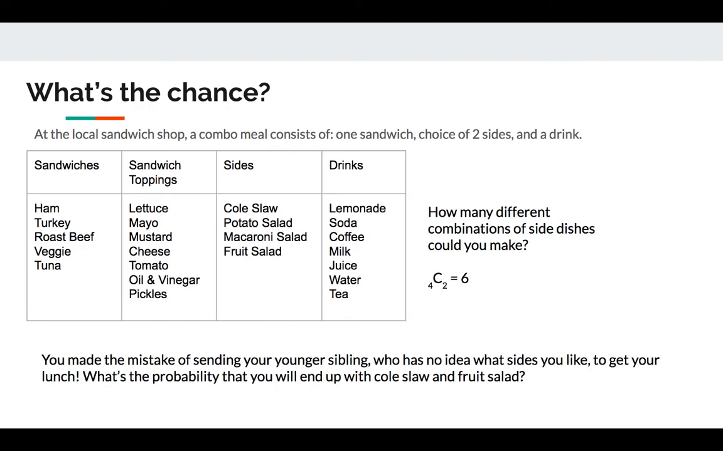Okay, how many different combinations of the 2 side dishes could you make? Did you get 6? Yeah, 4 side dishes, choosing 2. 4 in combinations of 2. So there'd be 6.